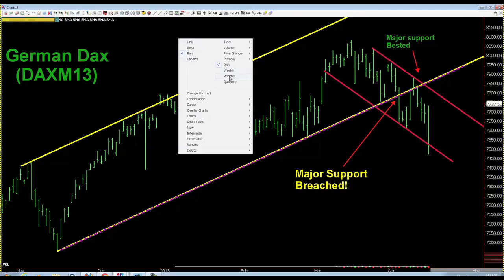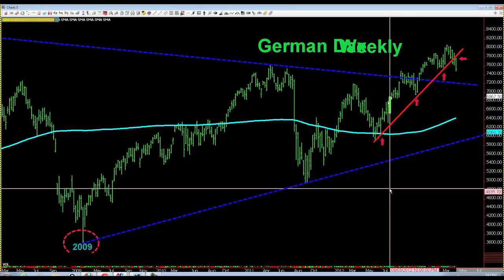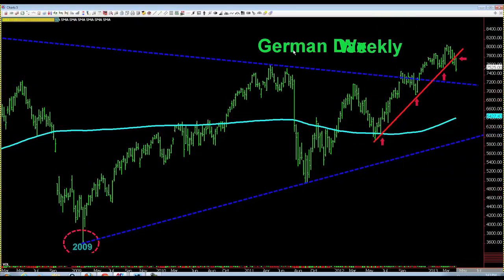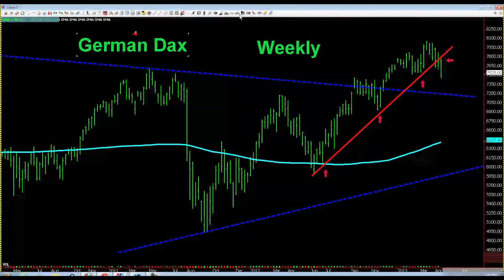You'll go out to the weekly, and you've breached this major red trend line, which hasn't been breached for weeks and weeks and weeks on end. So let's be cautious here. This is starting to just get a little bit, Oscar, pay attention. And I am, and that's what this class is about. So that's your German DAX.